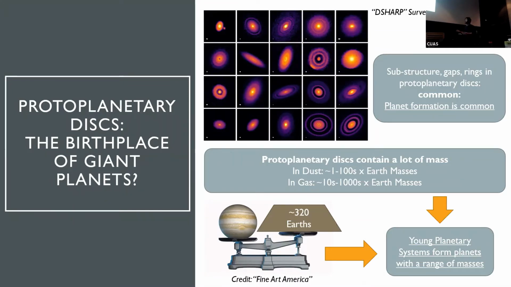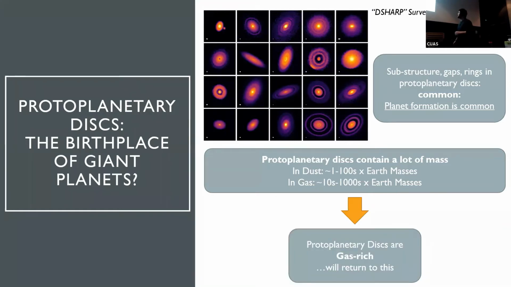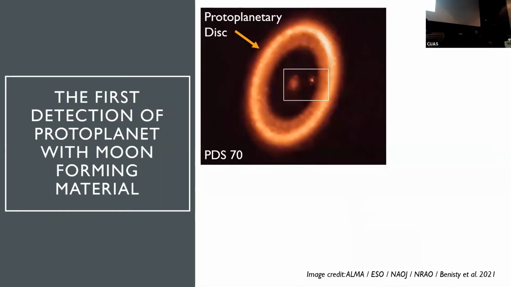And what that means is if Jupiter weighs about 320 Earth masses, some of these things can form 10 Jupiters. Some can't actually form any. Some are so low mass that actually the formation of giant planets might even be inhibited. That means that young planetary systems form planets with a range of masses. And it's basically set at this stage here. It's set by how much material has fallen onto the star, or been blown out of the system, of course. So protoplanetary disks are gas-rich, and I'll explain shortly why that'll become quite important.